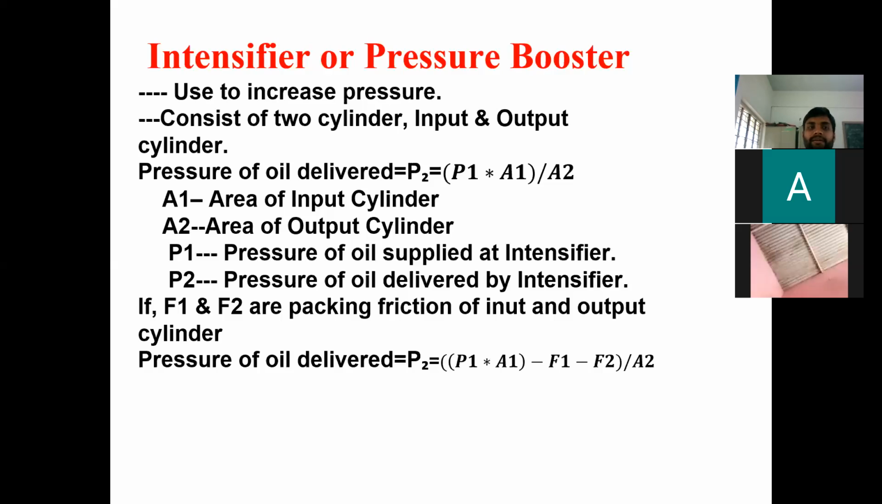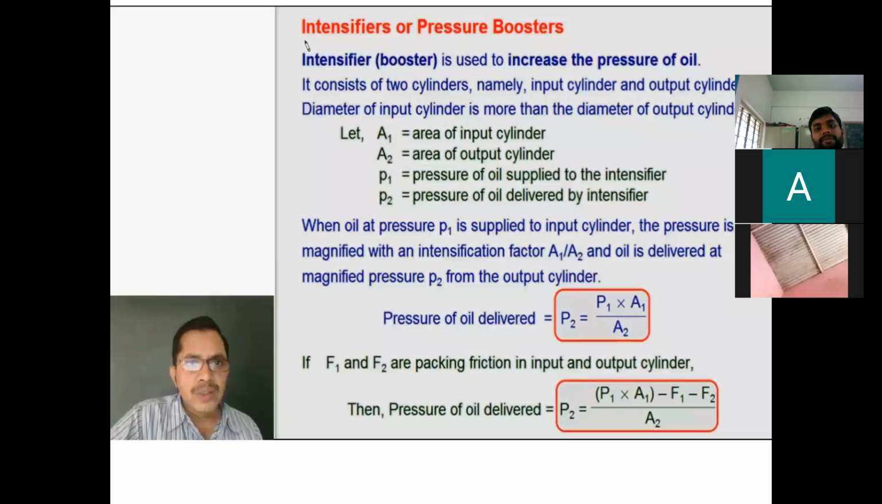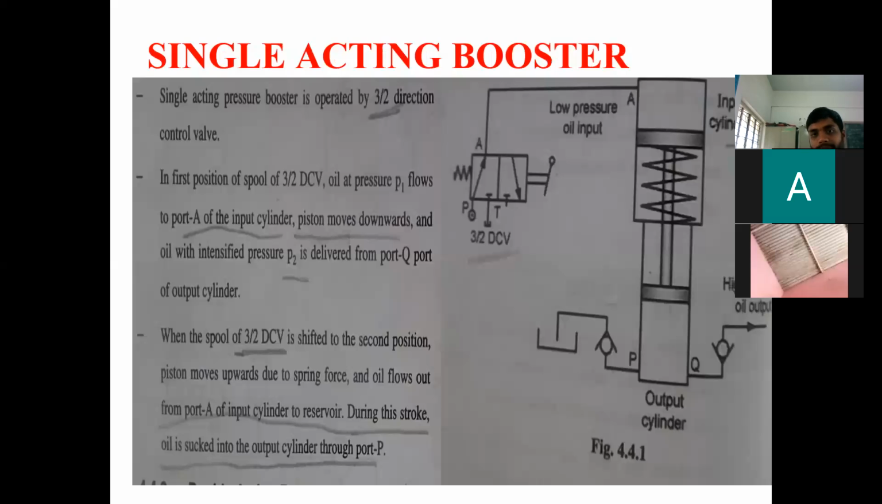Then we are going to see the construction of intensifier. Intensifier has two cylinders. First one is the input cylinder and another one is the output cylinder. The structure of intensifier is like this, you can see on your screen. Just focus on my cursor. It is input cylinder and it is output cylinder. And we get this formula: P2 is equal to P1 into A1 upon A2, obtained by this relation between the pressure of these two cylinders.